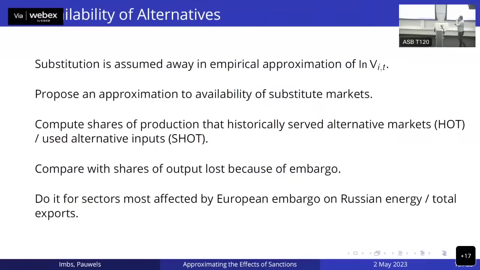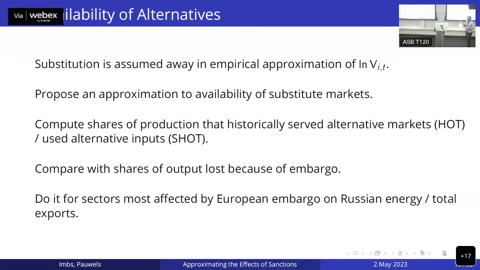Okay, one of the things we do, if I can take a couple more minutes, is look at the availability of alternatives. Like I mentioned, we don't have substitution with this approximation. So we look at historical alternatives. Were there other countries supplying energy to the European Union?